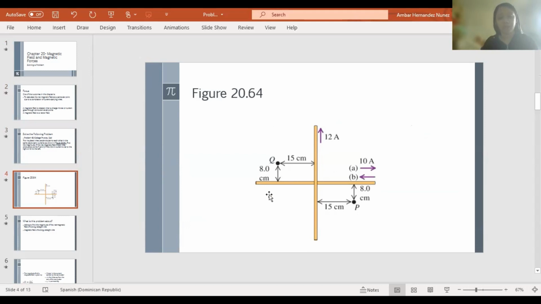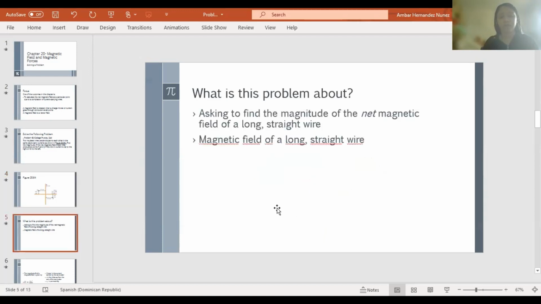This is the figure related to our problem. Here we have two conducting wires perpendicular to each other, and here we have the current equal to 10 amperes, and we have to find when A is going to the right and B is going to the left. And here we also see the distances from the x-axis and also from the y-axis.